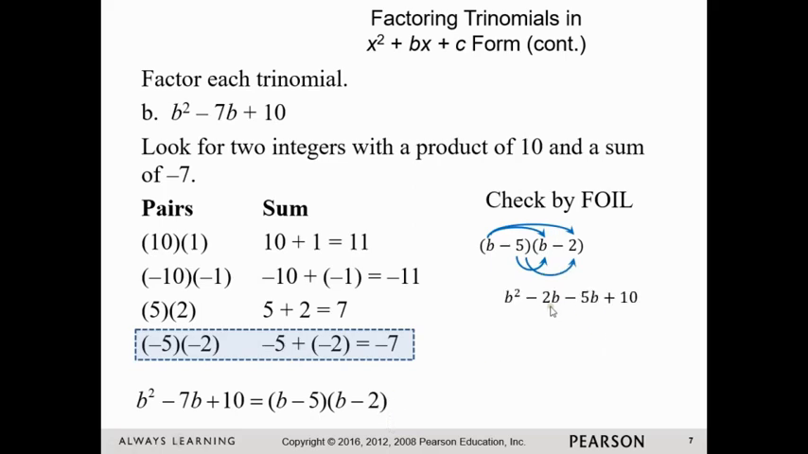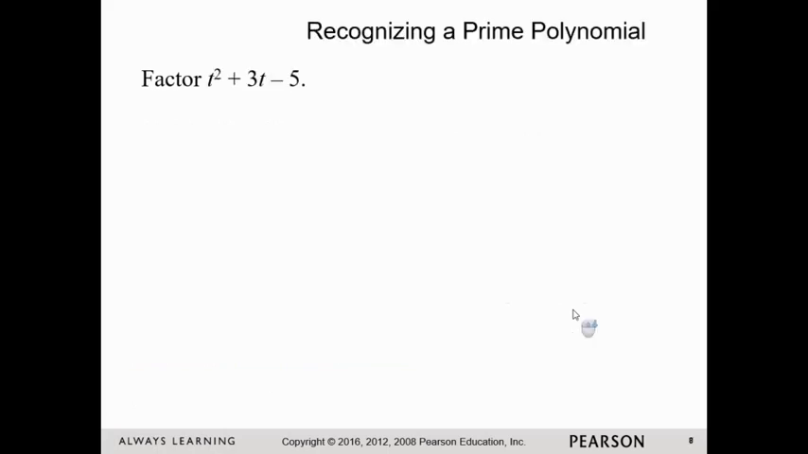Notice again, the inner and outer are what are summing up to that middle term, -7. And that checks. Here we have another one.